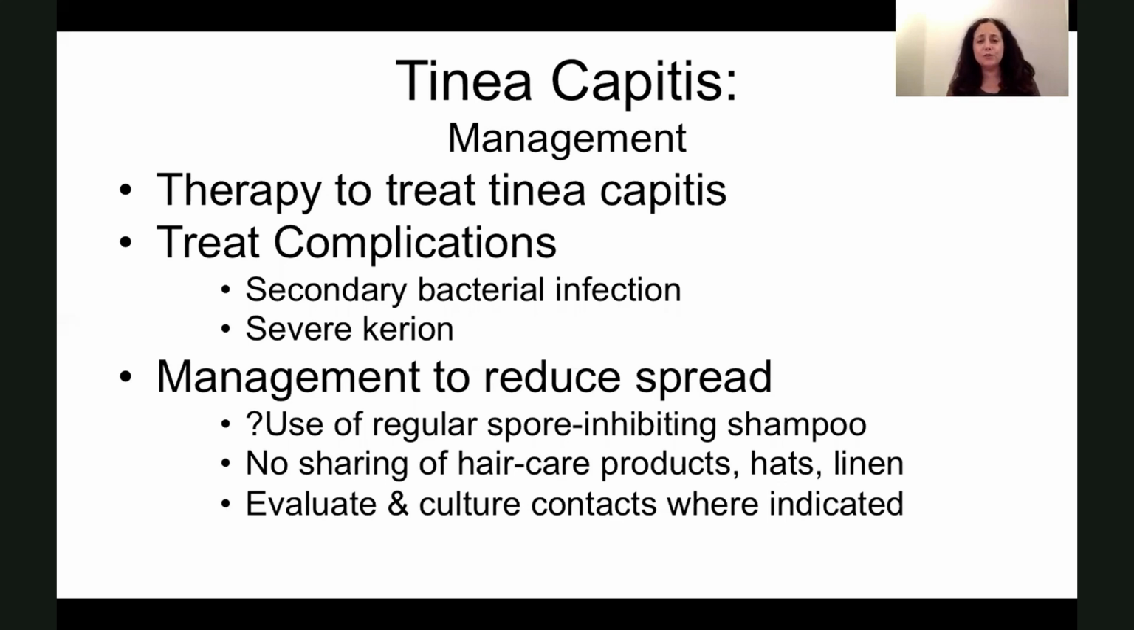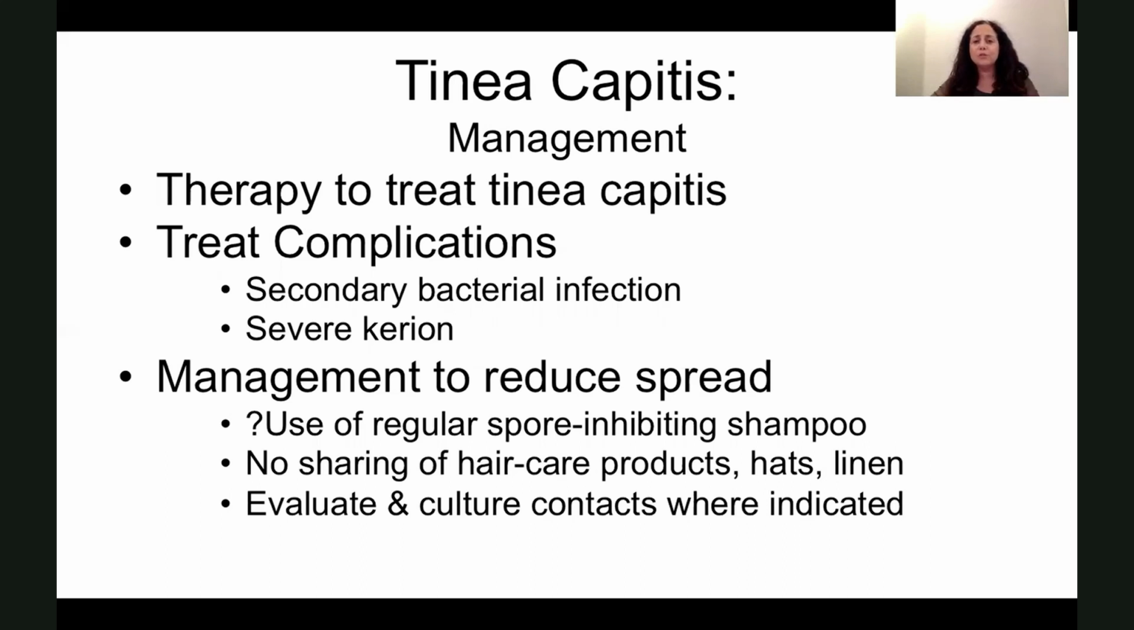Management includes therapy to treat tinea capitis, which we'll talk about in a moment. We want to treat complications. If somebody has a secondary bacterial infection because they've scratched and opened their skin and now bacteria have gotten in, or the severe kerion. Data doesn't really support the use of prednisone for kerions, although it's often used clinically. And certainly if there's severe inflammation and your concern is high for permanent alopecia, it may be worthwhile to do a short course of prednisone.